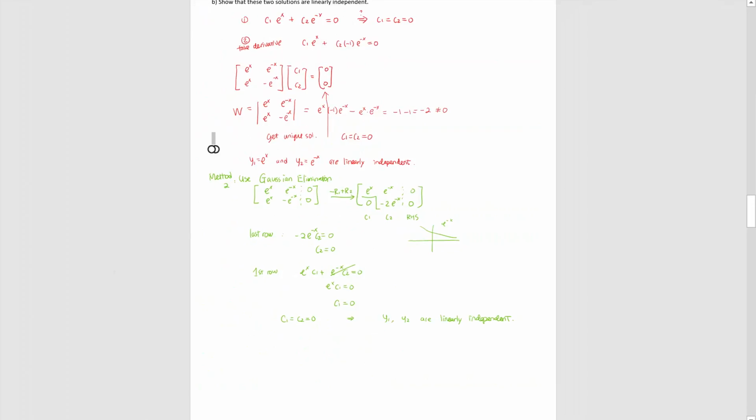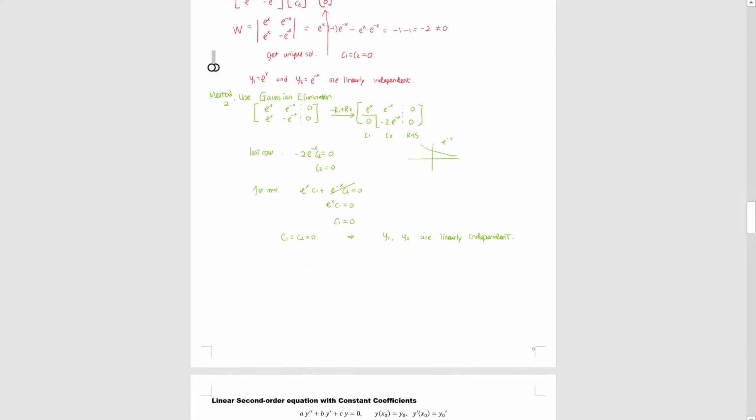Okay, so we have shown two methods for showing the solutions are linearly independent. All right, so let's continue in the next video in part B.